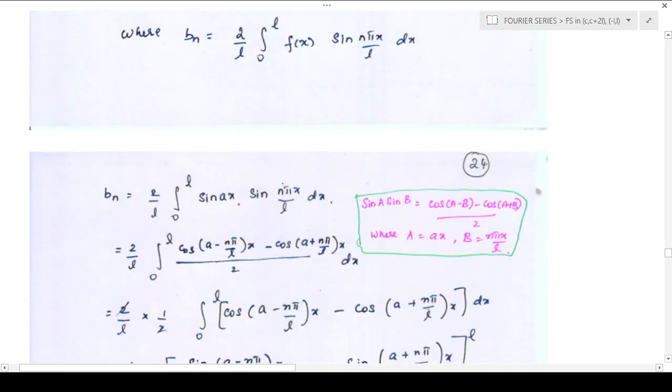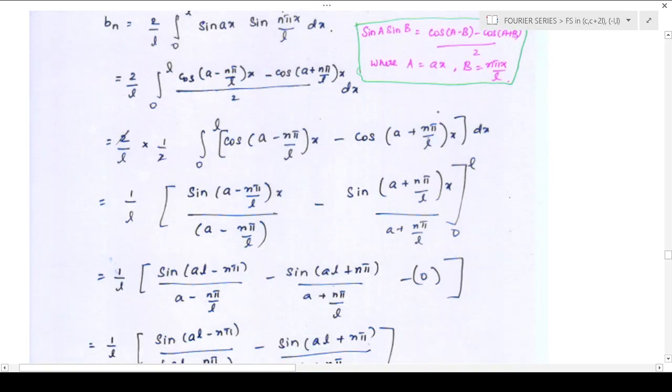You are substituting f of x. We have already come across 2 sin a sin b is cos a minus b minus cos of a plus b, divided by 2. Your capital A is ax. Your capital B is n pi x by l. Apply cos A minus B minus cos of capital A plus B here. You will be getting this, ax plus n pi x by l. Take x outside, it will be like this. Cos A minus B, ax minus n pi x by l. You are taking x outside, so A minus n pi by l, divided by 2. This 2 will be getting cancelled.